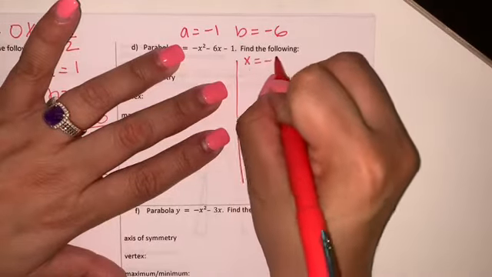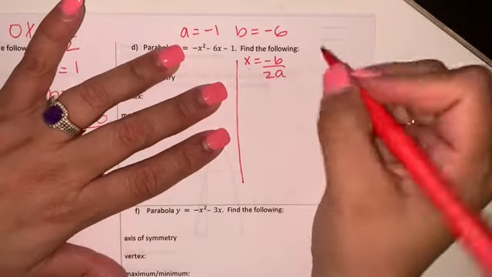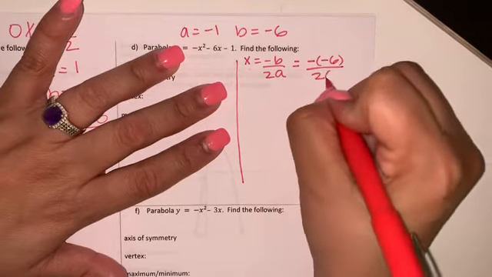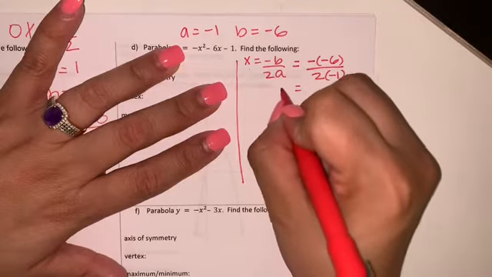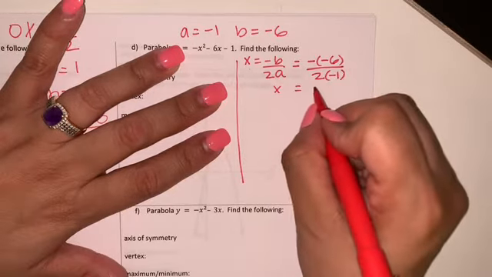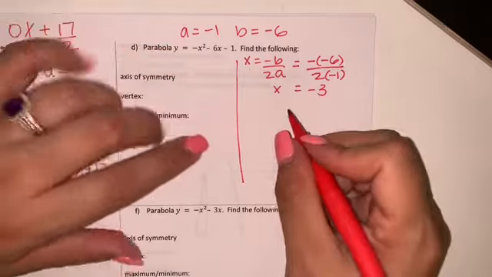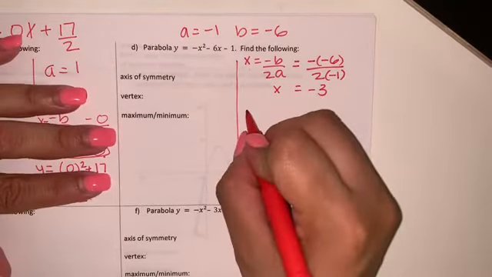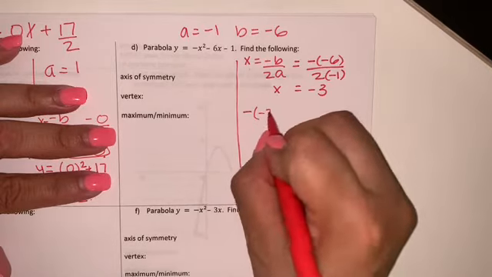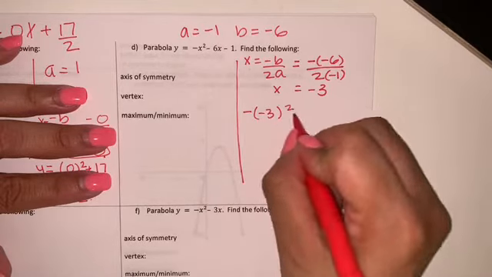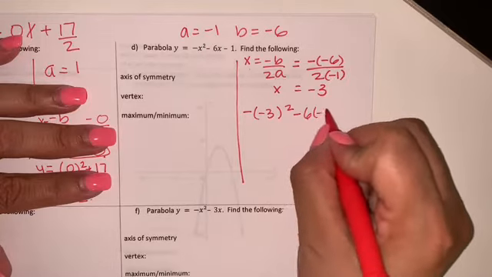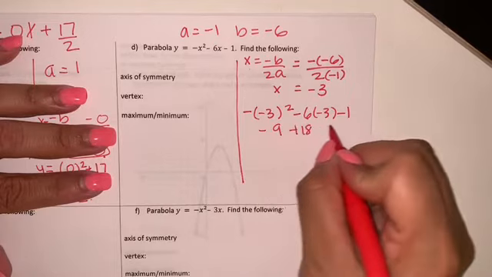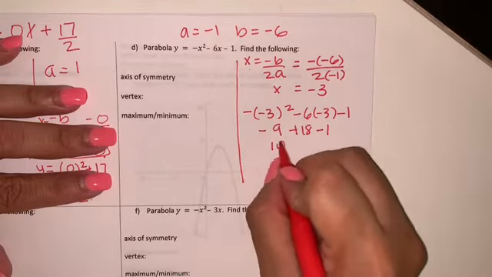So x equals negative b over 2a. I know that that's going to be negative 6 over 2 times negative 1. That's going to mean that x equals negative 3. So I'm going to substitute this x into this equation. So negative 3 squared minus 6 times negative 3 minus 1. I get negative 9 plus 18 minus 1. So then I get 10.